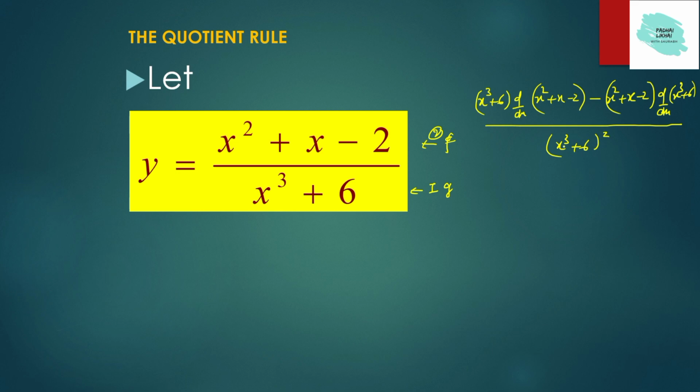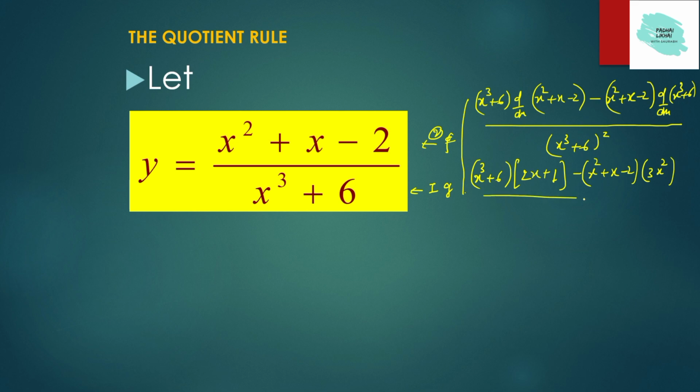Okay, now simply differentiate it. We will get x cube plus 6. The differentiation of x square will be 2x. The differentiation of x will be 1. Another part will be 0, minus the x square plus x minus 2. The differentiation of x cube will be 3x square. The differentiation of 6 will be 0 because it is constant. Okay, whole upon x cube plus 6 whole square.